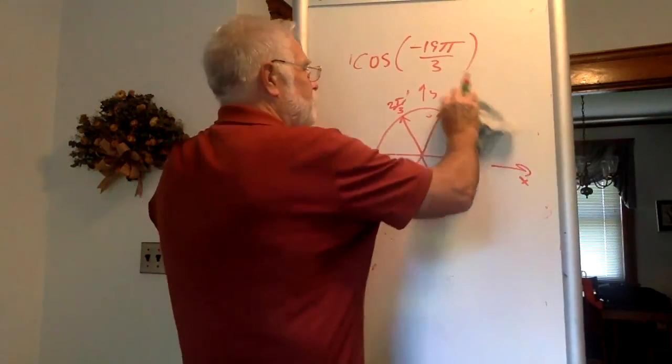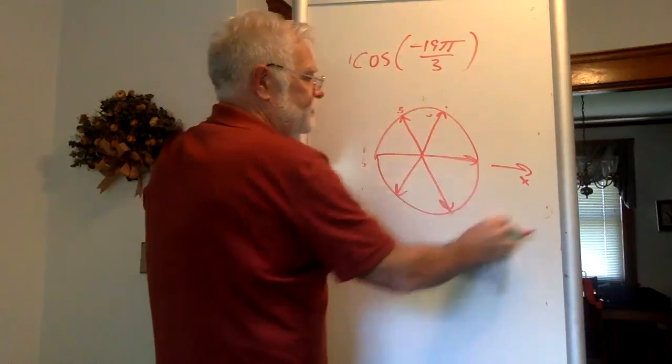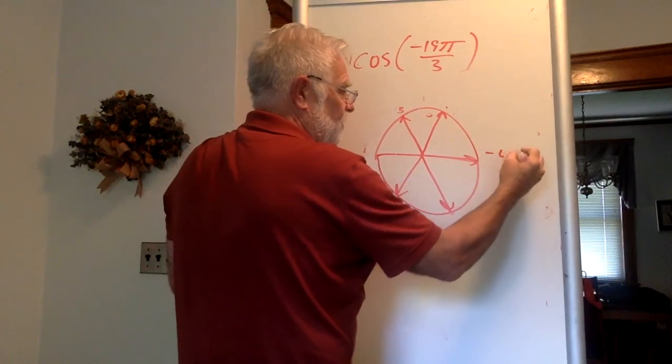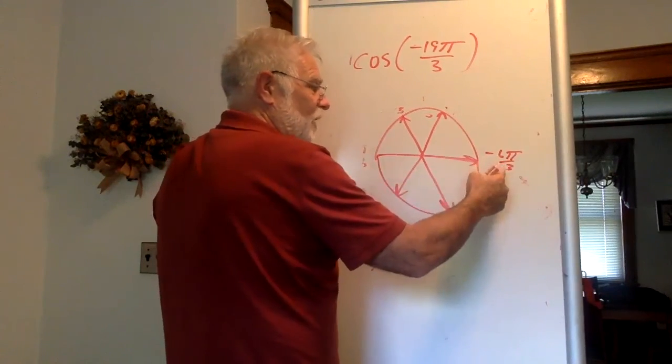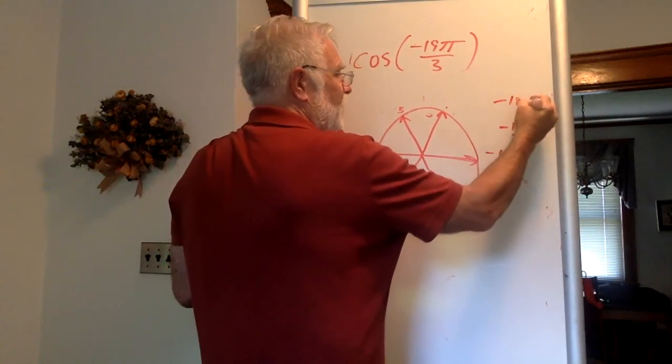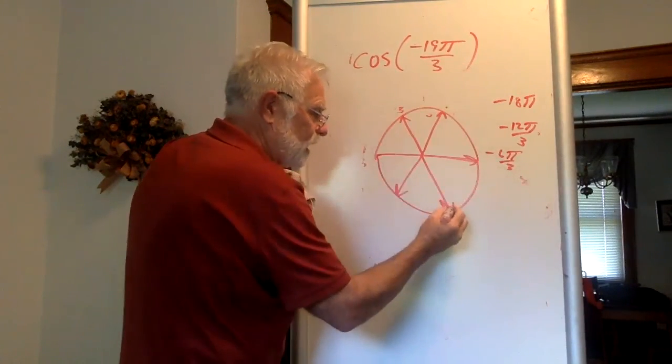We are not going in the positive direction. We're going in the negative. All right? So once around to here is -6 pi over 3. Another time around, -12 pi over 3. Another time around, -18 pi over 3. I got to get to -19. I'm here.